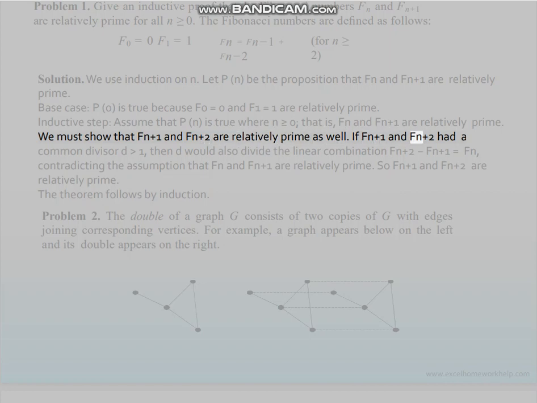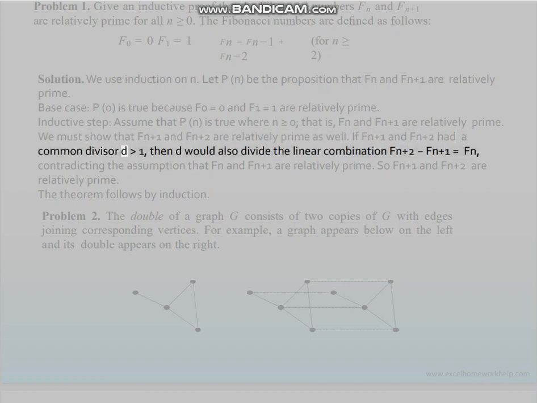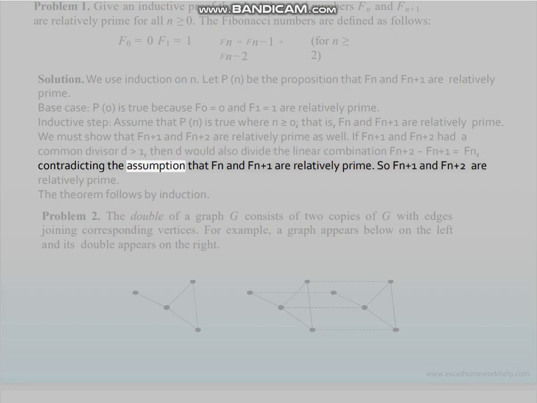If f_{n+1} and f_{n+2} had a common divisor d greater than 1, then d would also divide the linear combination f_{n+2} minus f_{n+1} equals f_n, contradicting the assumption that f_n and f_{n+1} are relatively prime. So f_{n+1} and f_{n+2} are relatively prime. The theorem follows by induction.